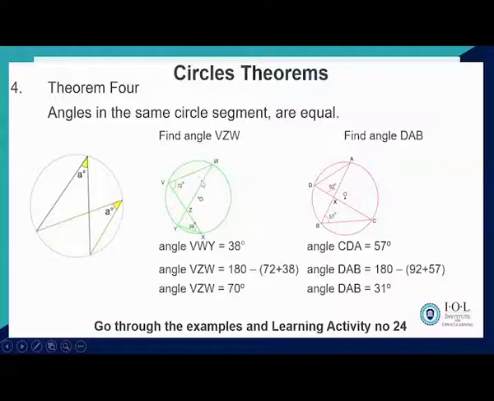Now you have two angles of a triangle, and you have to apply your knowledge. 180 minus the sum of those two gives you the other one, the angle asked. The next question, find angle DAB. So it's that top one there, DAB, that top angle.